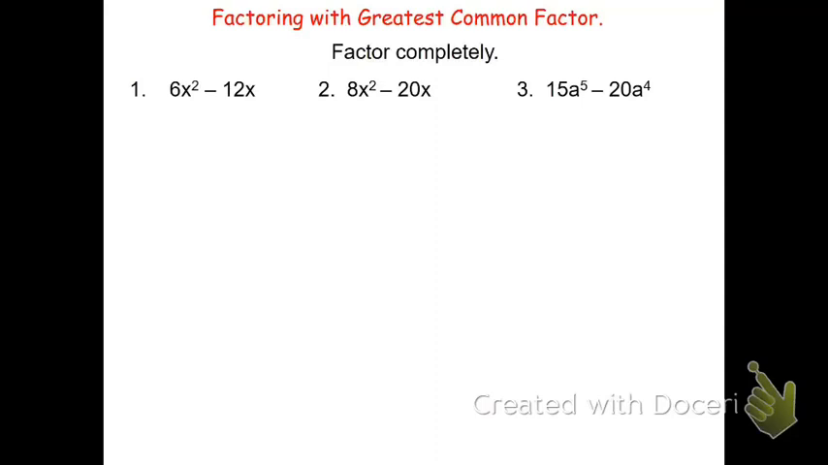In this video, we'll review how to factor using greatest common factors. The greatest common factor is the biggest factor that goes into more than one number. So to begin, let's look at the first binomial. We have 6x squared minus 12x.